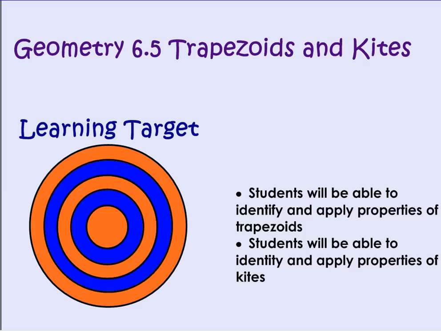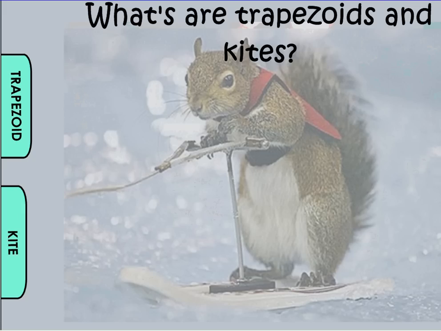6.5 Trapezoids and Kites. By the end of this lesson, students should be able to identify and apply properties of trapezoids and identify and apply properties of kites. To begin, we first need to understand what a trapezoid and a kite are.